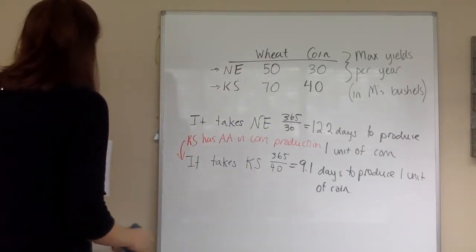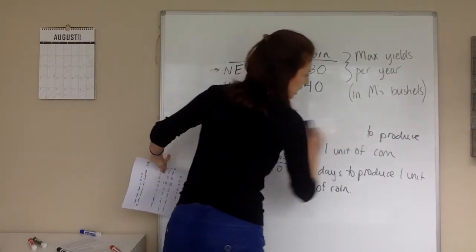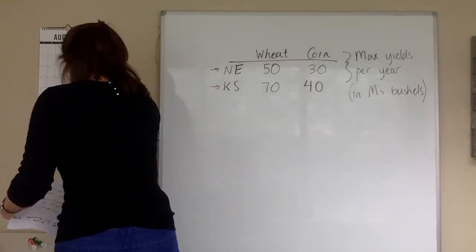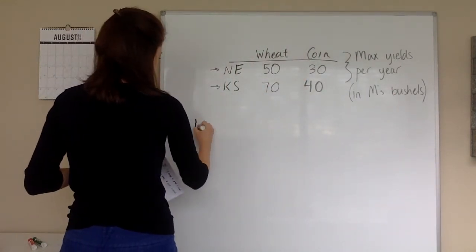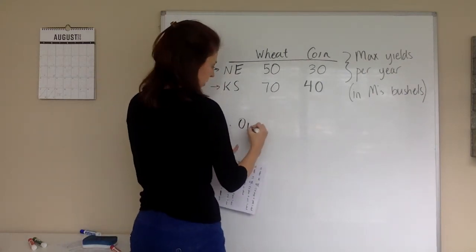The next thing we're going to think about is going to bring us to definition number 2. And definition number 2 is opportunity cost. Okay, so definition 2, opportunity cost.